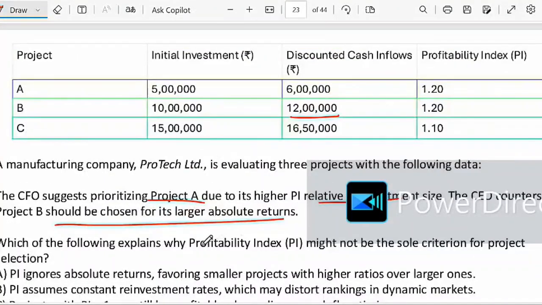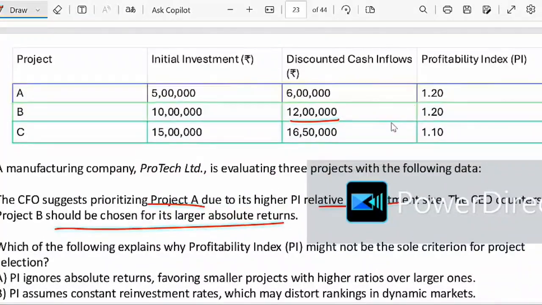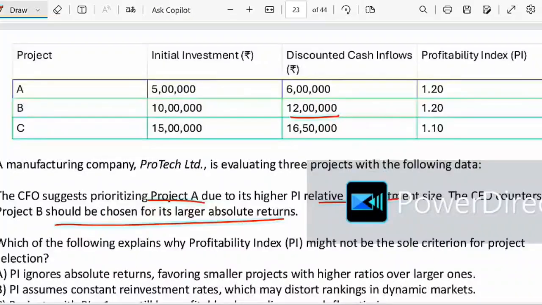This PI, which means profitability index, is another way of evaluating the project, right? So let us break it down. What is the meaning of PI? Let me explain. Imagine that you invested rupees 1. You have invested 1 rupee and you get back 1.20, right? That is great. So PI tells us the return per 1 rupee invested.